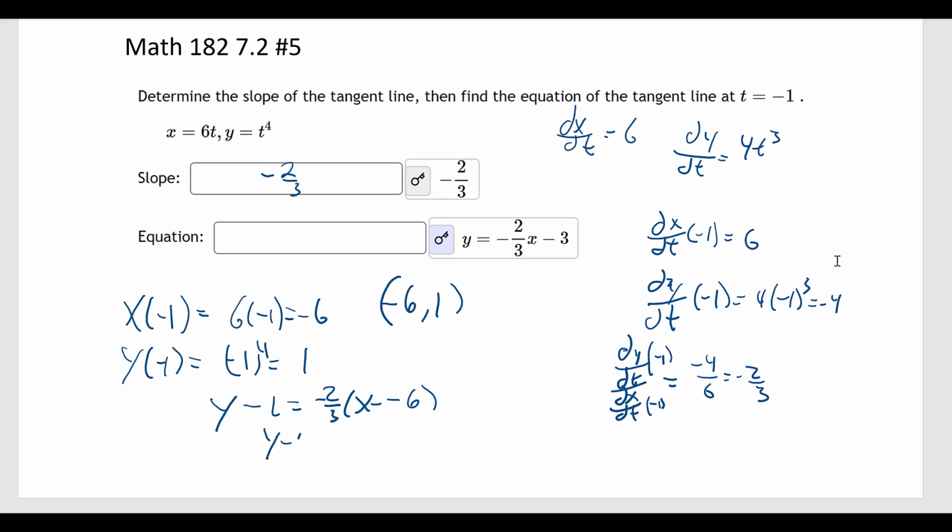So y minus 1 equals negative 2/3 of x plus 6, double negative. So y minus 1 equals negative 2/3 of x minus, so negative 2/3 of 6 would be negative 4. And then we can add 1 to both sides. And we have y equals negative 2/3 x minus 3.